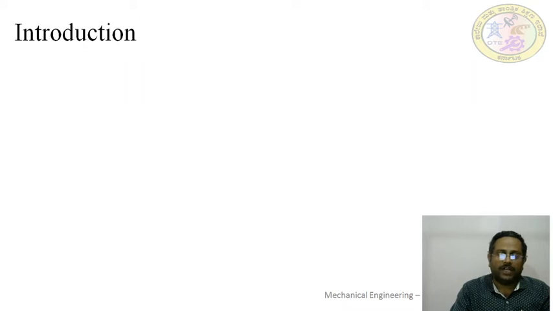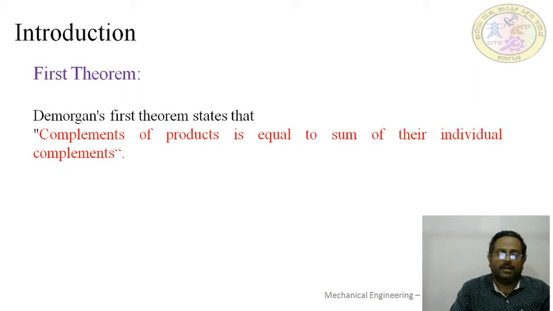The De Morgan's first theorem states that the complement of a product is equal to the sum of their individual complements. This can be represented by the Boolean equation as shown here. That is, (A·B) whole bar represents the complement of the product, which is equal to A bar plus B bar, the sum of their individual complements. Here (A·B) whole bar is called LHS and A bar plus B bar is called RHS. The output of LHS should be equal to RHS to prove De Morgan's first theorem.